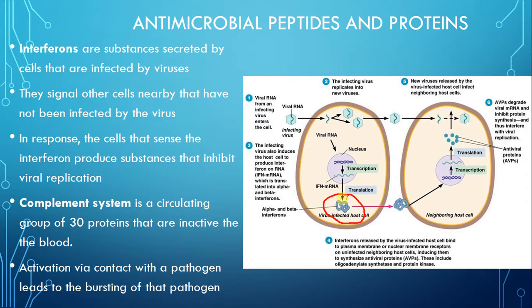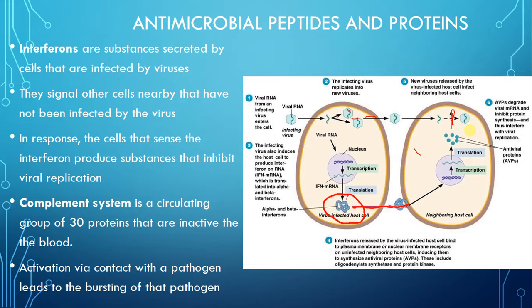So for example, when a virus infects this cell and starts to use the cellular machinery to replicate, it also triggers the interferon mRNA to be translated into alpha and beta interferons. These then travel outside the cell to stimulate a neighboring cell to begin transcribing and translating antiviral proteins that degrade the viral DNA and prevent them from replicating.